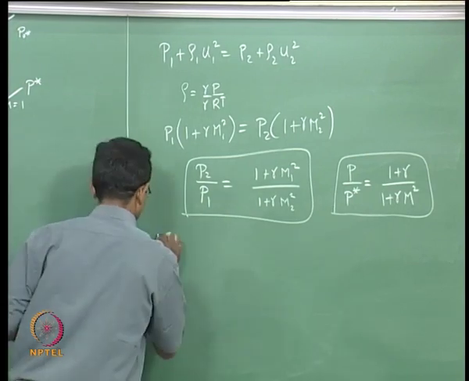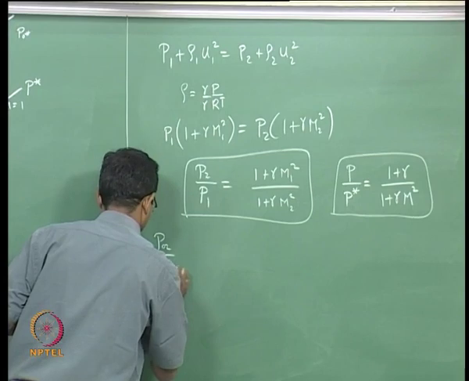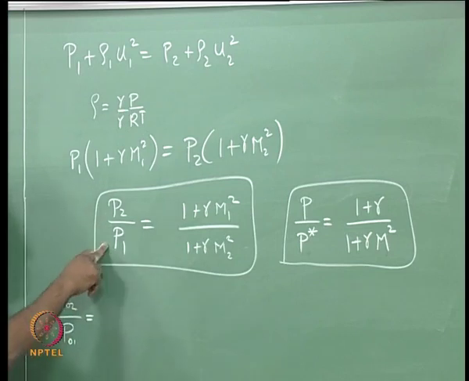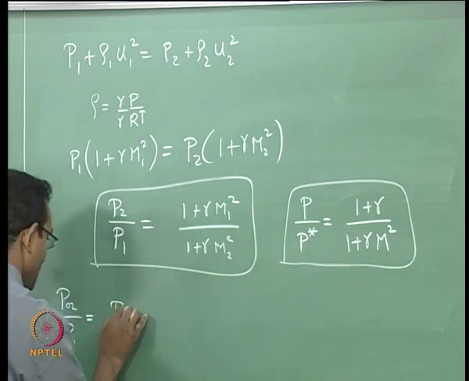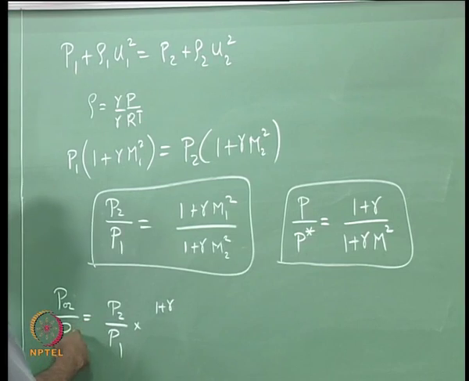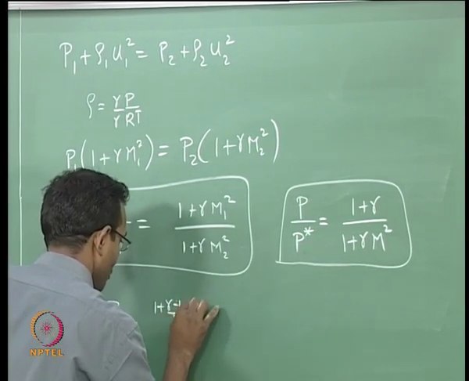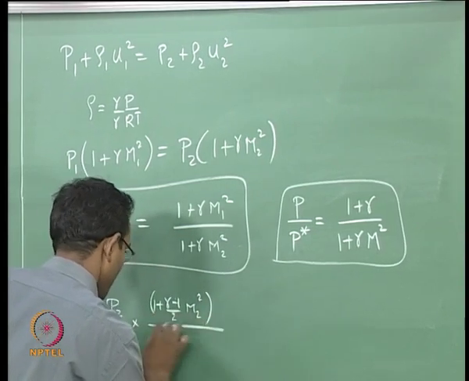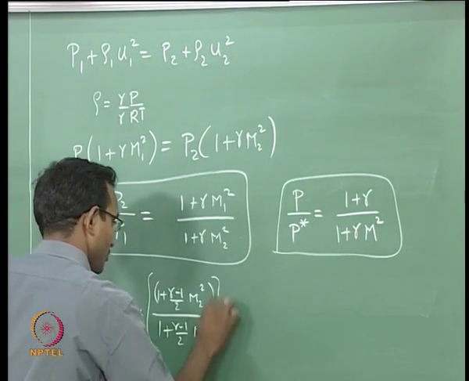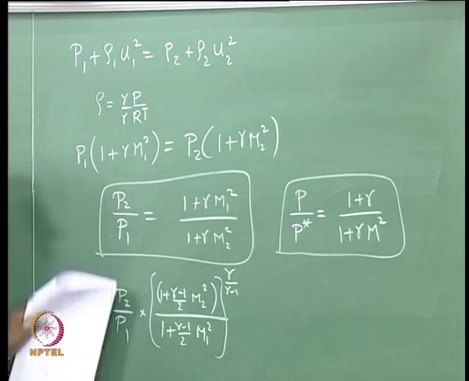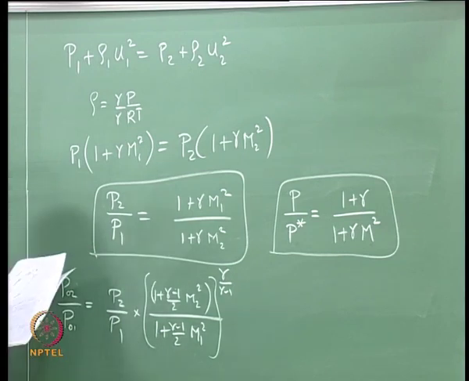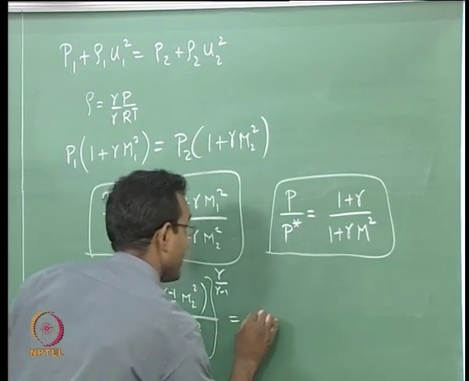The next immediate relation you can easily get is p02 by p01. Another easy relation to get. If I think about p02 by p01, I just have to use p2 by p1 multiplied by isentropic relations. So it is p2 by p1 into 1 plus gamma minus 1 by 2 M2 square divided by 1 plus gamma minus 1 by 2 M1 square, this whole thing to the power gamma by gamma minus 1, with p02 by p2 in the numerator. This is your isentropic relation for p0 by p. So, now I will substitute this inside here and you can get one relation. I'll just write it.